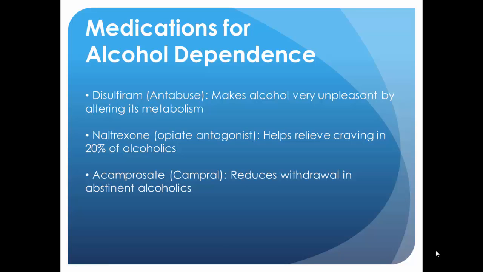There are a few medications that can help in alcohol dependence. The first one is old school. It's called Antabuse, and this one simply makes you really sick. If you're taking Antabuse and you drink, you're going to get real sick. It's going to feel real bad, so it's definitely a deterrent. Next is naltrexone, which is an antagonist, and remember, antagonists are blockers. This one helps relieve cravings in 20% of alcoholics, whereby the other 80% are not responsive to naltrexone. And the 20% may be responsive due to a certain type of opiate receptor that is responsive to naltrexone, while the others are not. Lastly is Campral, which reduces withdrawal, and it does this by blocking the release of glutamate.